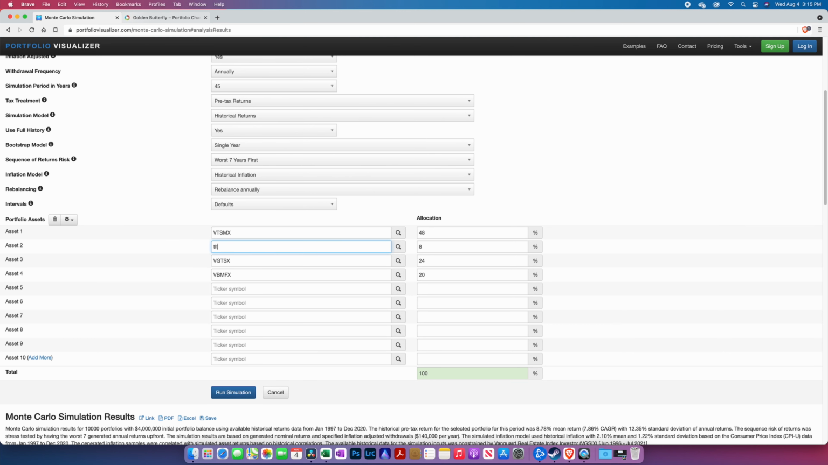We'll just do TLT again. Short-term bonds, we'll do SHY, gold, and then small cap. And we'll use that VBR. Okay. And on this one, it's 20, 20, 20, and 20. All right.